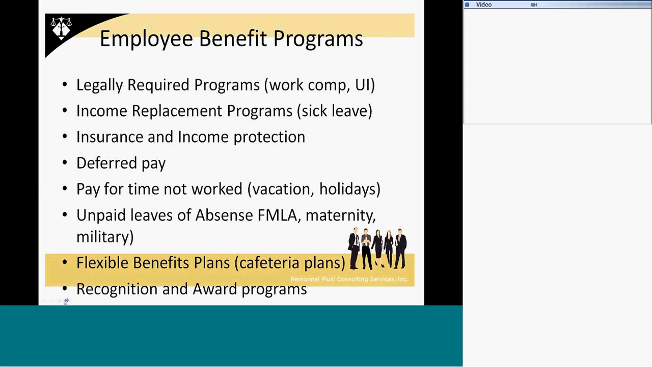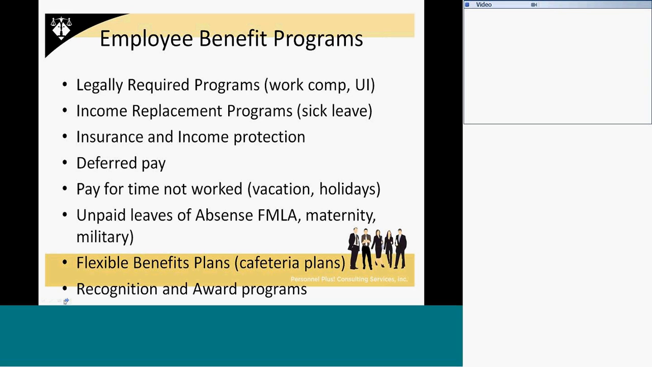You can have benefit programs that are insurance or income protection, things like health insurance, life insurance. You can have deferred pay kinds of programs. You can have benefits that provide pay for time not worked, also known as vacation or holidays. You can have unpaid time off for things like family and medical leave, maternity leave, military leave, and so on. You have cafeteria plans.